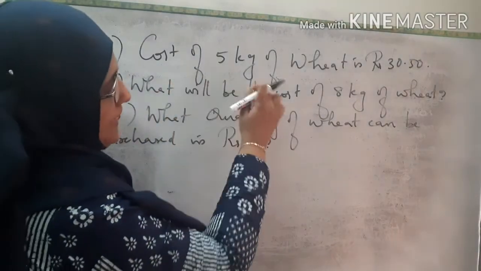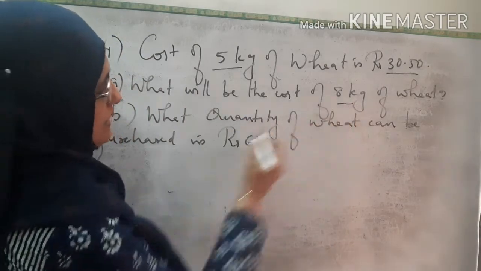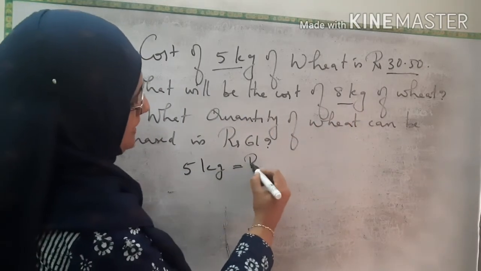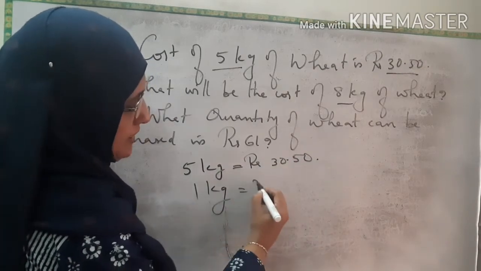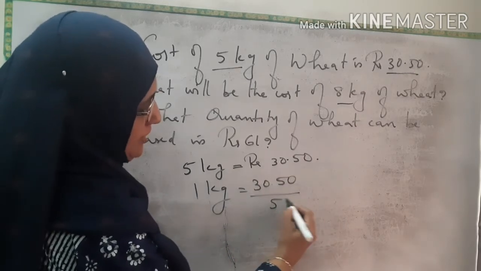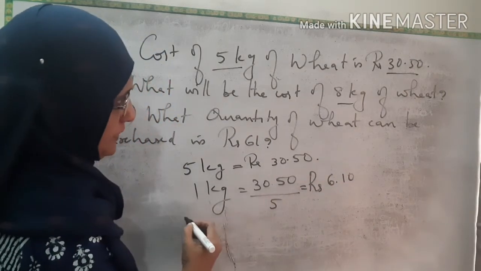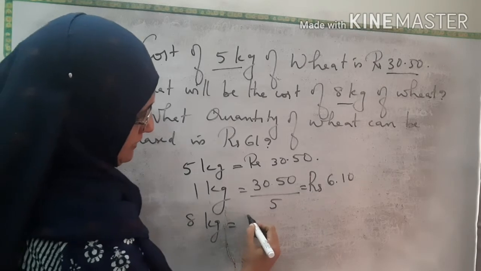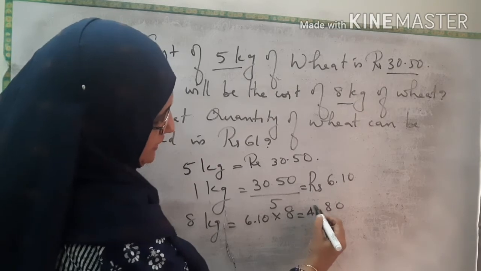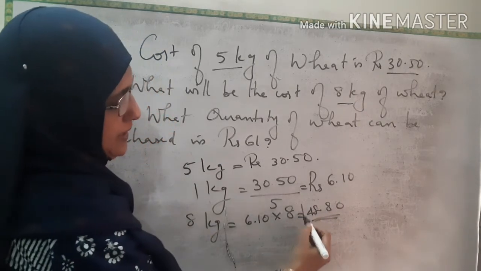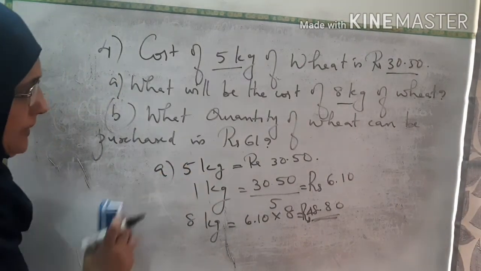Fourth question, cost of 5 kilogram of wheat is 30 rupees 50 paise. What will be the cost of 8 kilogram? For 5 kilogram, it is 30 rupees 50 paise. Then for 8 kilogram you have to find for 1 kilogram first. So 30.50 by 5, that is rupees 6.10. Then for 8 kilogram, 6.10 into 8, it will be 48.80 rupees. This is the first part. Second part I am going to rub it.